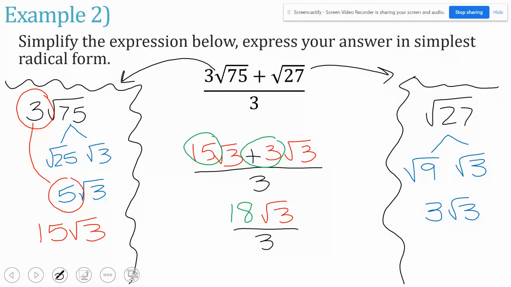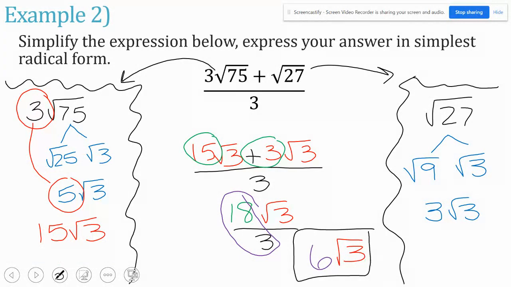Now from here, we're going to divide coefficients. So we're only going to focus on this 18 and this 3. This 3 underneath here does not get touched. Do not divide that. Only focus on the coefficients. Now 18 divided by 3 is 6. Now we're leaving that radical 3 alone, so we're just going to bring it down. And our answer is 6 radical 3.